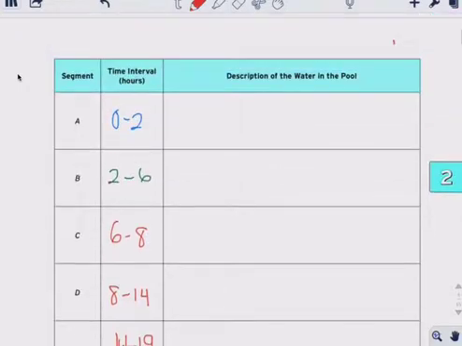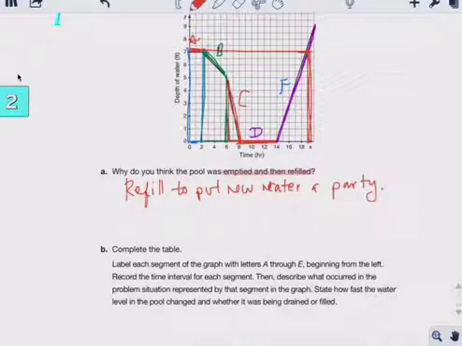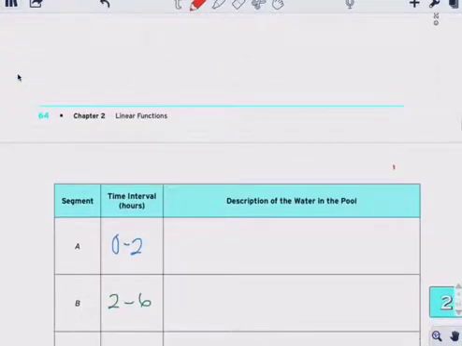Okay. So let's go. 0 to 2 hours. I'm going to erase all this because it's quite a mess. I was just teaching you to see it. Now, 0 to 2 hours is A. Okay. The pool is still 7 feet. They haven't emptied it. Okay. Pool is still 7 feet.